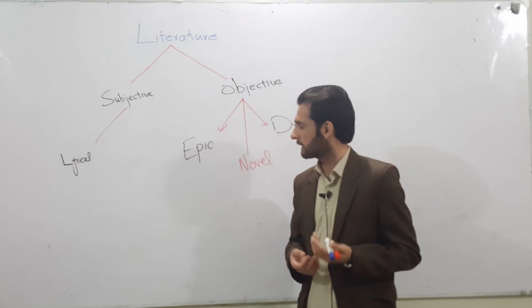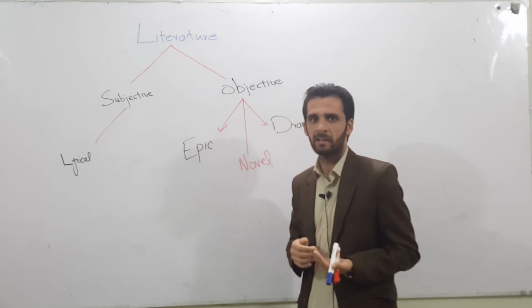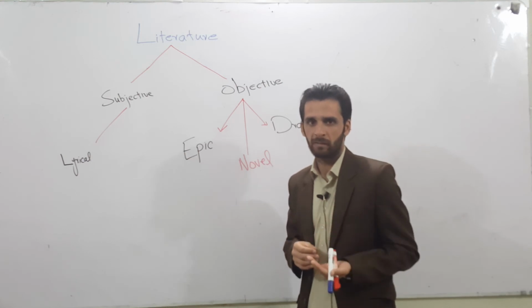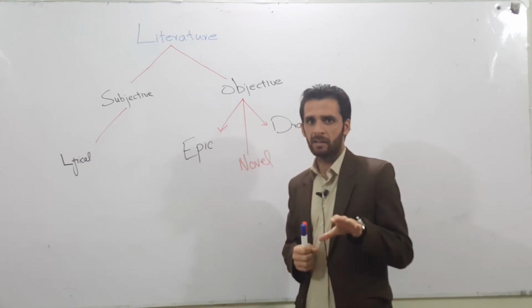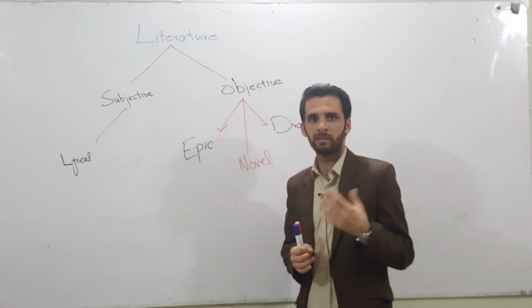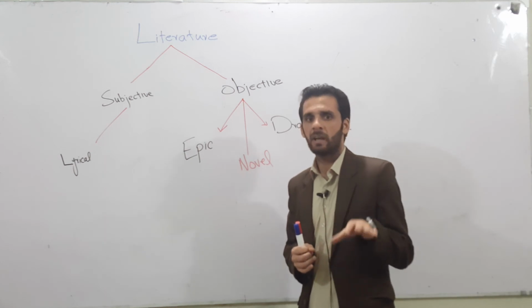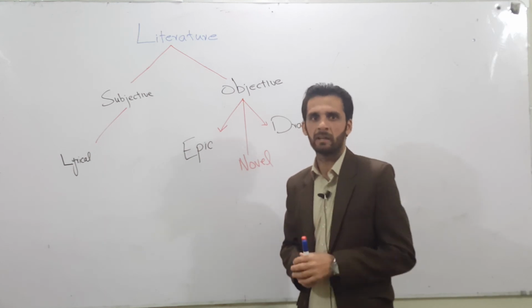But if we consider these factors, internal and external, in detail, we will get an impression that each and every piece of literature is a blend of subjectivity and objectivity. No literature can be purely called subjective or objective, rather it is a blend of subjectivity and objectivity.